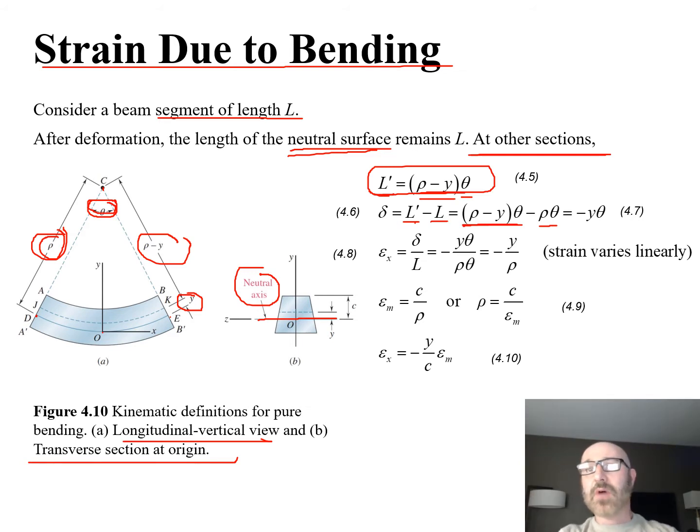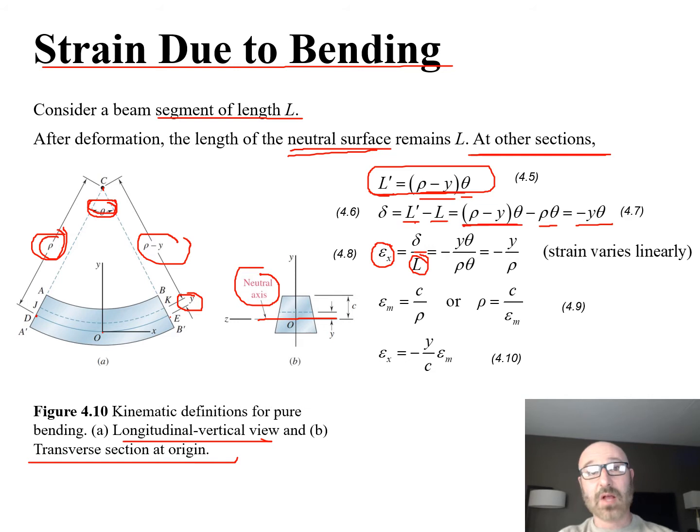So next we want to find our strain. Let's take a look at our strain in the x direction right here. Our basic definition equation for strain is our delta over L. Now we have a relationship for delta up top there, and we simplify that down. That simply becomes our negative y theta, so we have our negative y theta over L.